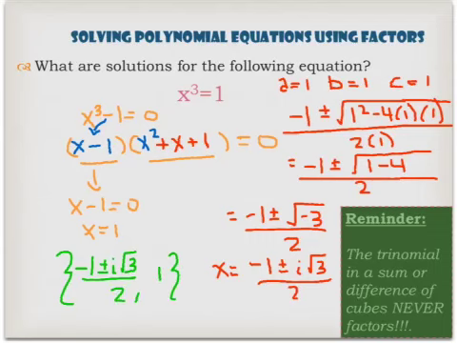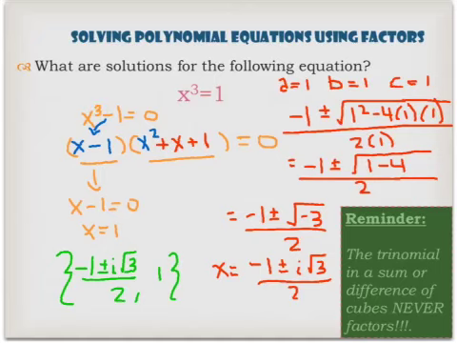Now let's double check here. This is actually two solutions. This is negative 1 plus i radical 3 over 2 and negative 1 minus i radical 3 over 2. So that's two solutions, and then I have 1. Now, did we start with a cubic? Yes, we did. So remember, 3 solutions means that I should have a degree of 3 in the beginning, and I do.